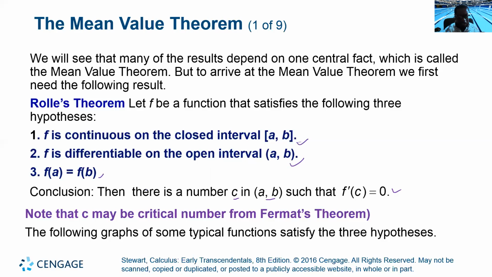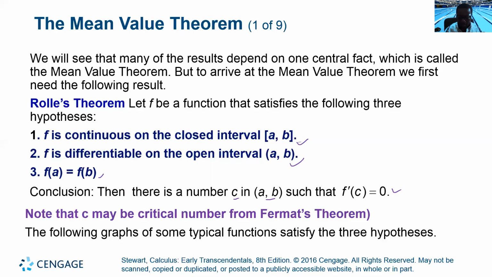Now note that this c may be a critical number, from Fermat's theorem. Now, notice that if a function is differentiable, it is continuous. But if it is continuous, it is not necessarily differentiable. That is one of the theorems that we studied a while back.